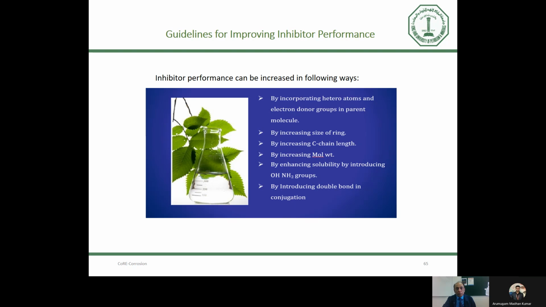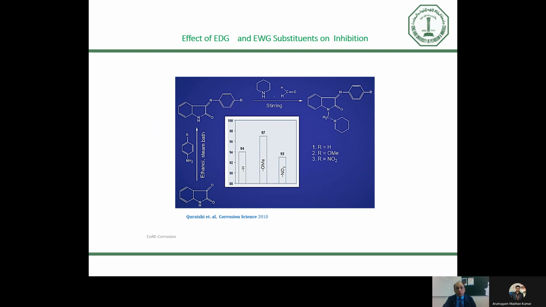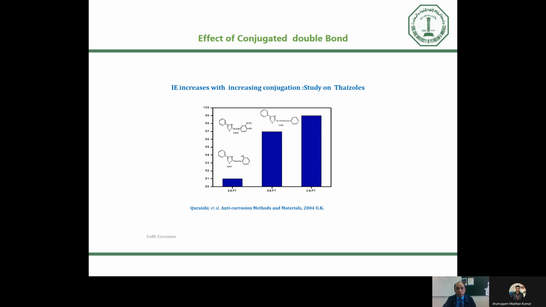So if we are able to modify the structure by these guidelines, we can make a very good kind of inhibitor. And we have done a lot of experiments to verify these things. We have introduced one electron donating group, methoxy, and you can see that it has given the highest efficiency, 97%, while the electron withdrawing group gave 93%, and H without any substituent gave 94%. So if you introduce an electron donor group, efficiency will increase, and if you introduce an electron withdrawing group, the performance of the inhibitor will be reduced.